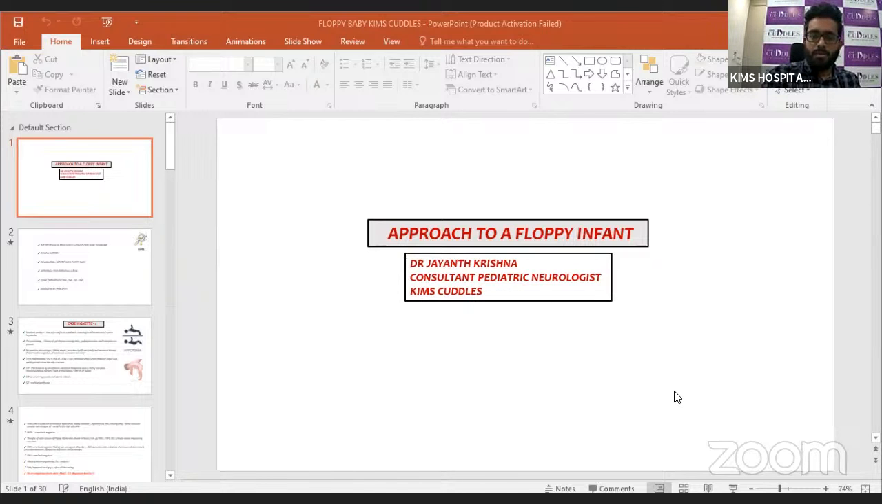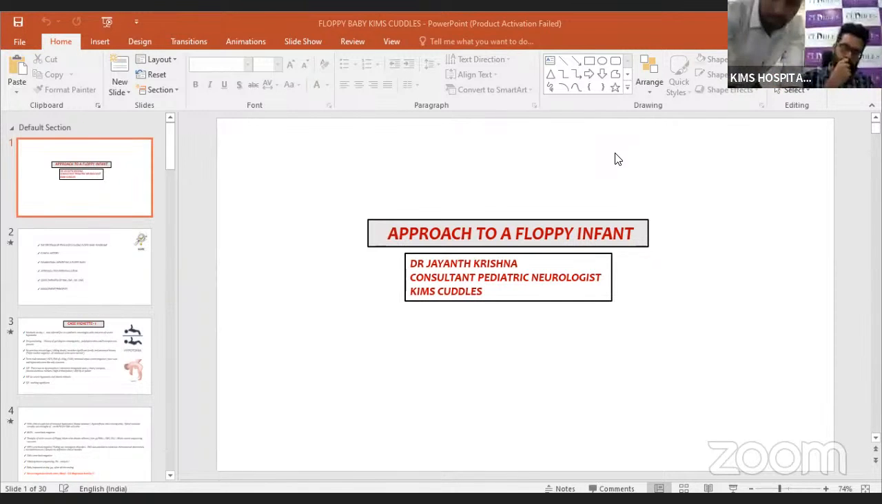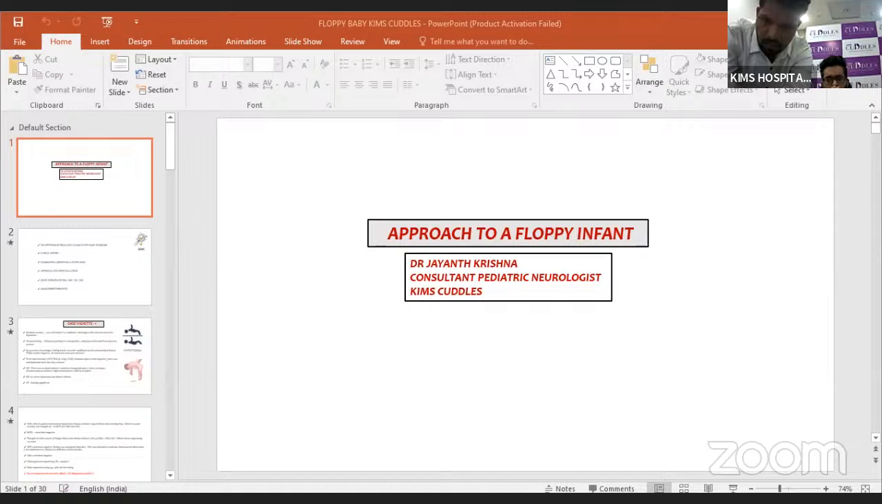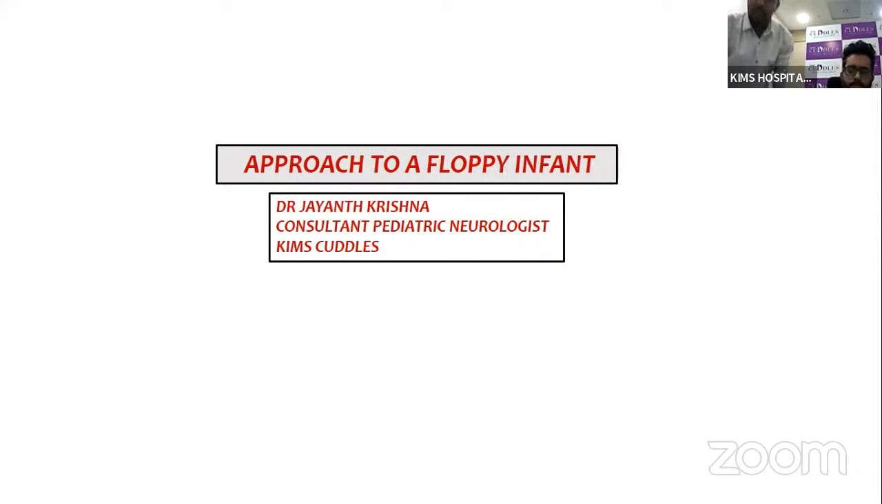So I would like to just give you a brief introduction about the spectrum of all the topics which I'm going to discuss. I need to see the slide level. I hope everybody can see the slides now.